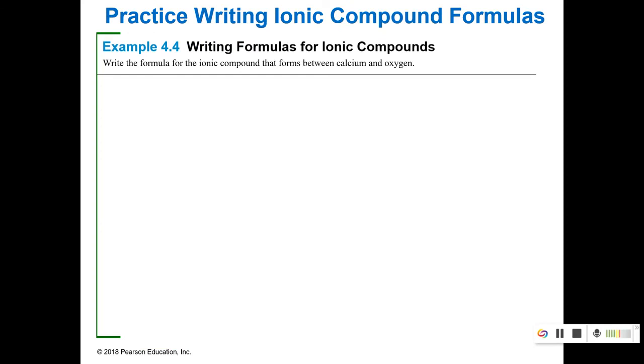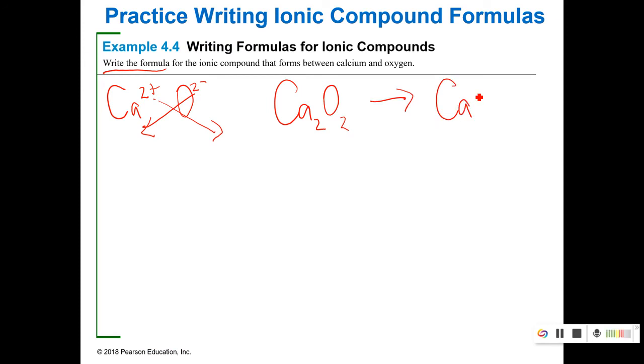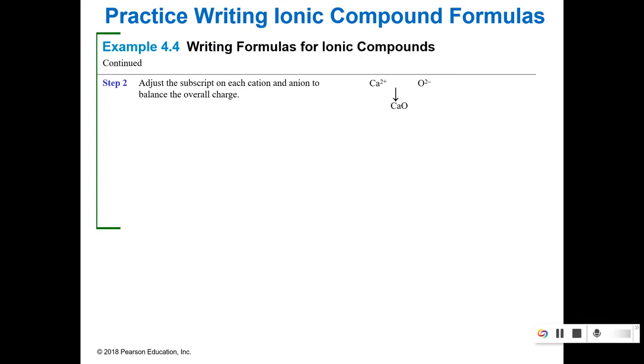I believe this is our last slide, or our last thing. There may be one slide after this. Here, again, it just wants us to write the formula. We're going to crisscross, so we're bringing down our numbers. So I've got Ca2O2. But remember, it said the smallest whole number ratio. So really, it should be CaO because they reduce down.